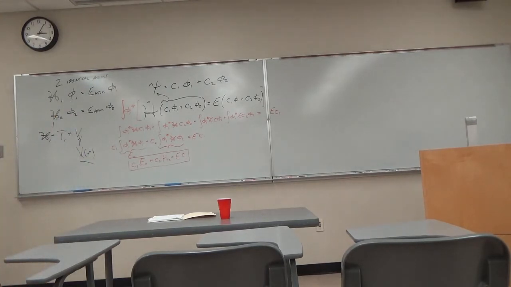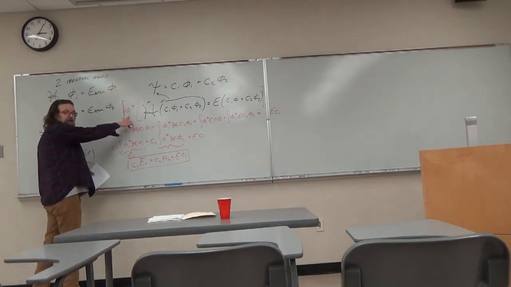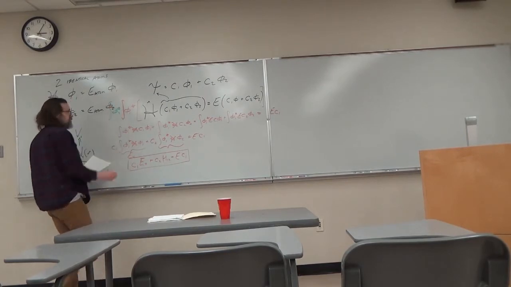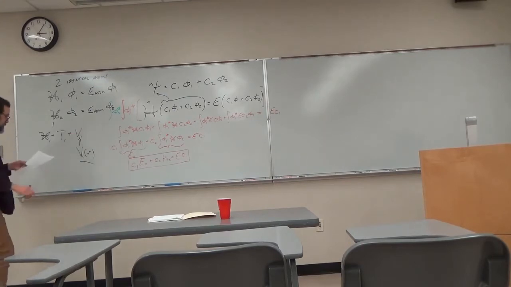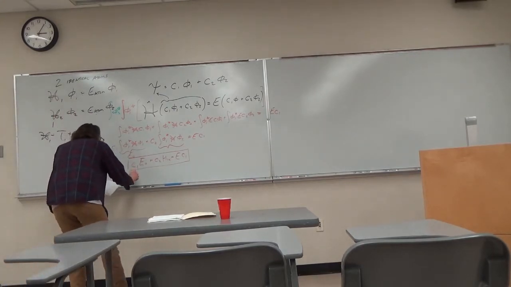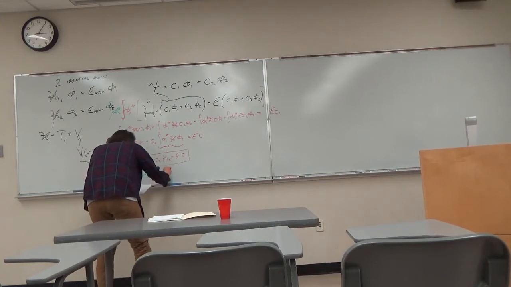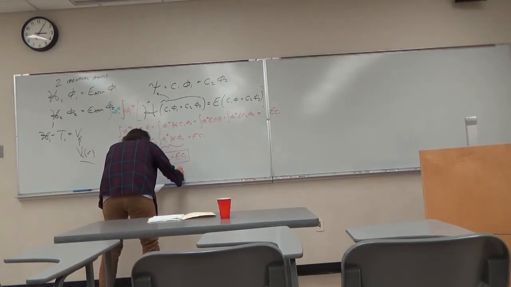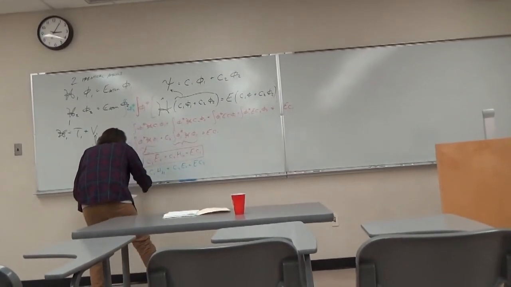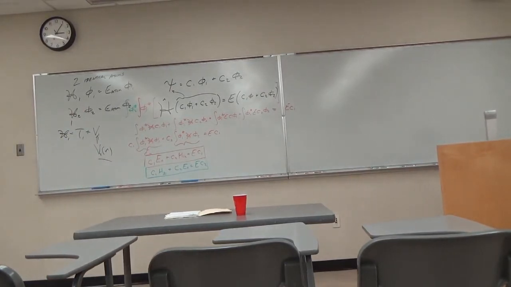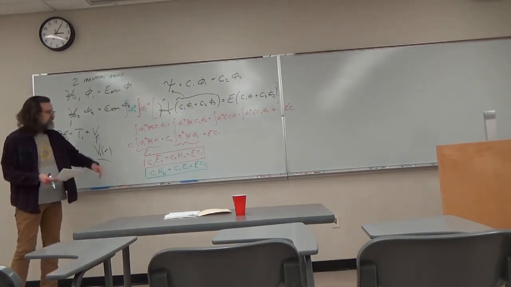And if instead of multiplying by phi 1 star, we multiply by phi 2 star and integrate, then we get another equation after we step through this, and we get something that looks like C1 H21 plus C2 E0 is equal to E C2. So we've got two equations now that have to be solved simultaneously. We call these secular equations.